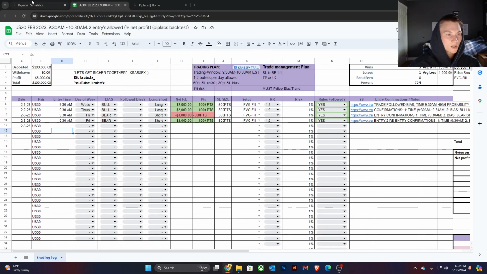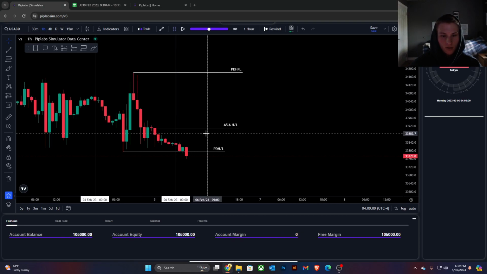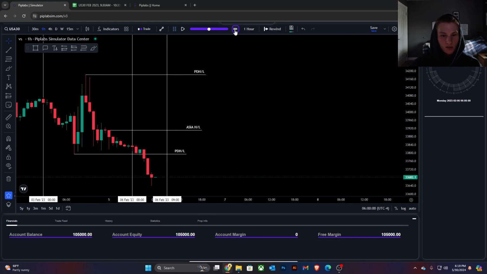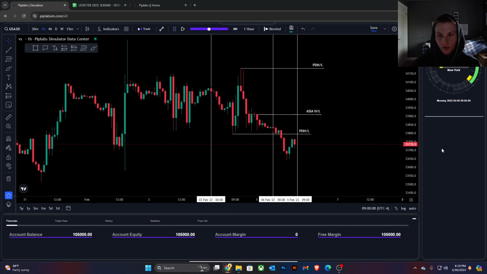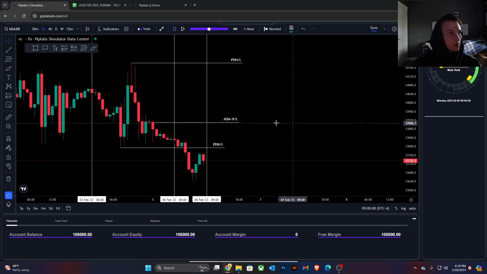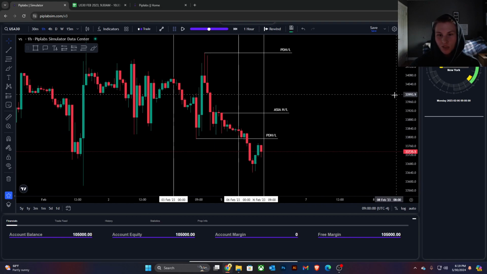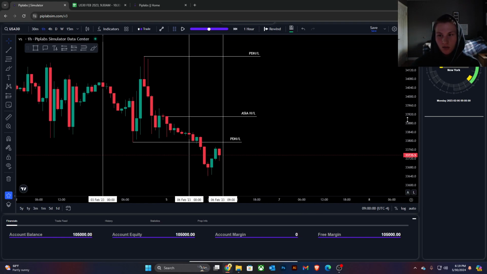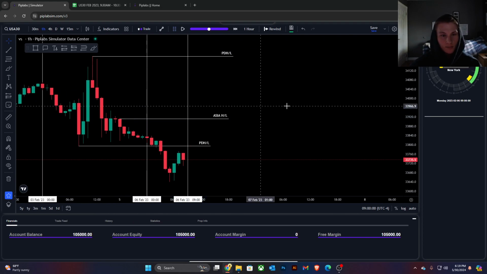So we're on US 30 right here on the 1 hour time frame, and what I'm doing right now is on this chart I'm going to exactly 9:30 a.m. Eastern Standard Time, which is my trading window. That's the only time I look for entries, I look for trades, is between 9:30 a.m. to 10:30 a.m. and that's because that's the USA market open, and I only trade US 30 and NASDAQ, so I'm only looking to trade during that high volume time.